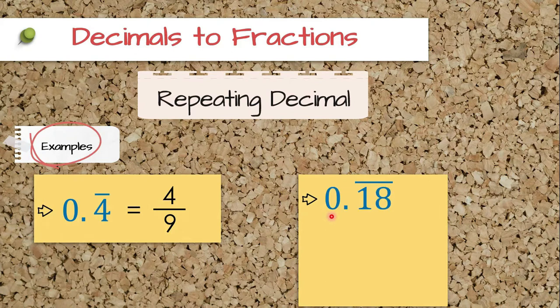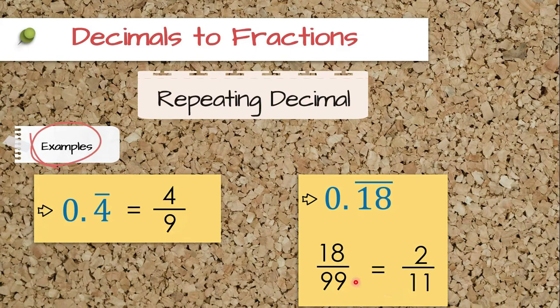Next, 0.18 bar. So meaning to say we have 18 as your repeating numbers. So 18, 18, 18, like that. First is write 99 and then just copy 18 for your numerator. And then lowest term, so you have 2 over 11.